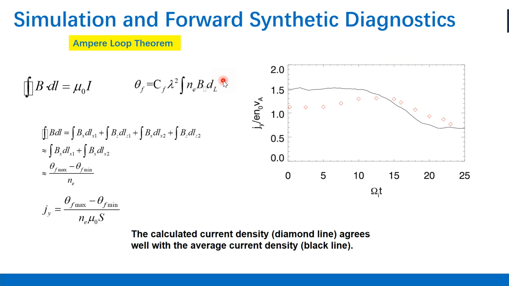According to Ampere's loop theory, the current density can be calculated by this equation. S is the area of the central region indicated by the purple arrow in figure 2. n_e is the electron density derived from the phase shift, as shown in this figure. The calculated current density, the diamond line, agrees well with the average current density, the black line, so the Faraday effect can be used to measure the current profile and width of the current sheet during the reconnection.